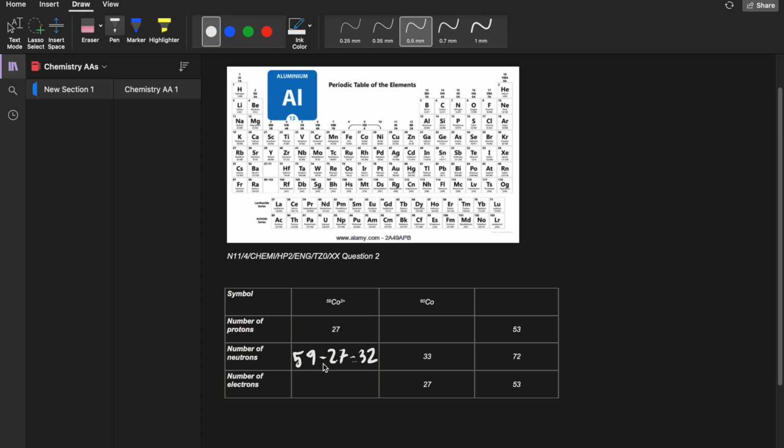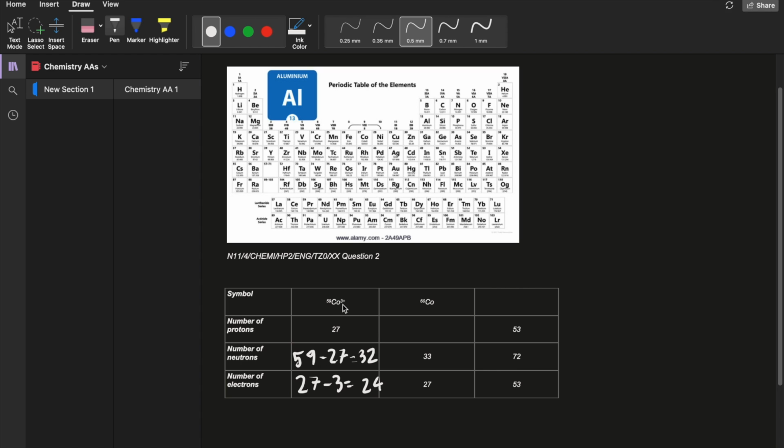Next up, it asks us for the number of electrons. And since this is a positive 3 charge, we know that the number of protons is 27. So all we have to do is subtract the charge from the protons to get the number of electrons, because we cannot change the number of protons, because doing that would change the actual element itself. So all we do is 27 minus 3, which would equal 24 electrons.